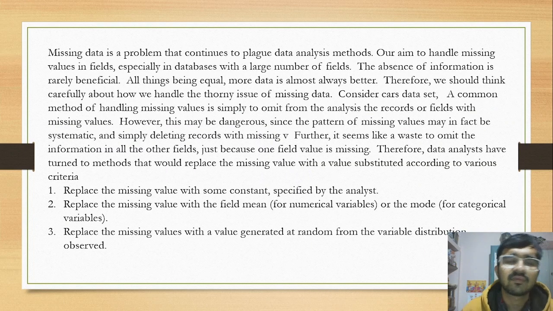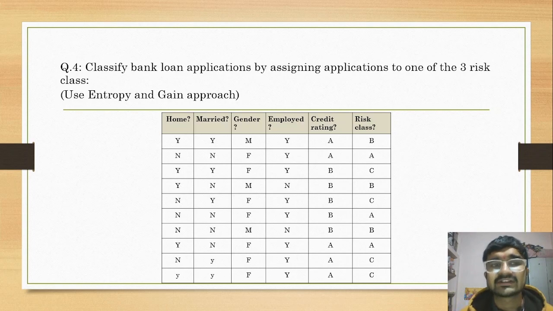Now let's move forward to our next question, that is question number 4. We have to classify bank loan applications by assigning applications to one of the three risk classes, that is A, B or C. We have to use the entropy and information gain approach. So let's start with the solution. This is the given table which is given to us.